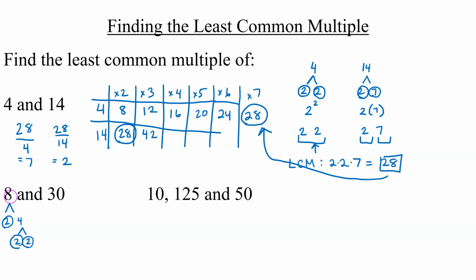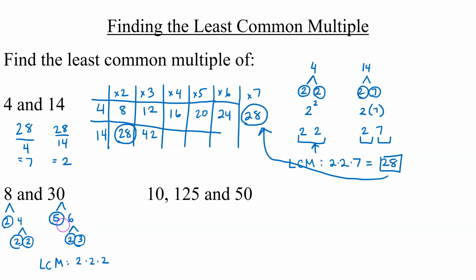So the prime factorization of 8 is 2 times 2 times 2. 30 can factor into 5 times 6. 5 is prime. But 6 can factor into 2 times 3. So the prime factorization of 30 is 2 times 3 times 5. Now we have to go through all of our prime factors and pull out the greater number. So we're comparing how many 2's we have here versus how many 2's we have here. We have 3 2's here. We have 1 2 here. So our least common multiple has to have 3 2's.